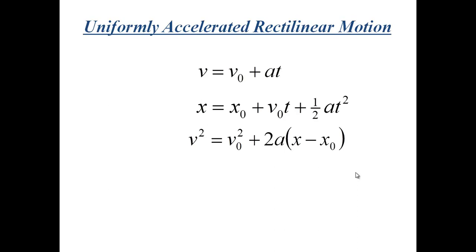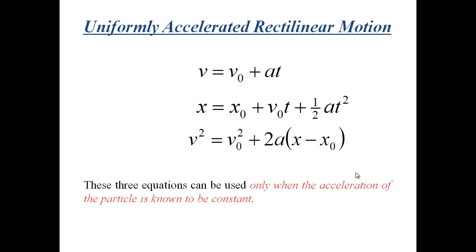One more important thing in uniformly accelerated rectilinear motion is the motion of a body in free fall. You know that the acceleration of a body in free fall is equal to 9.81 meter per second square. Very important in uniformly accelerated motion: the three equations we have seen can be used only when the acceleration of the particle is known to be constant.